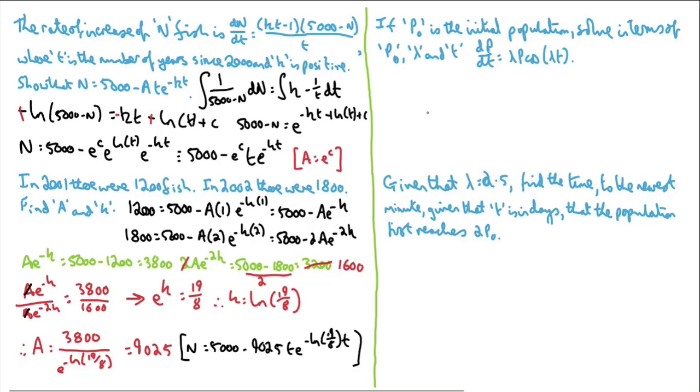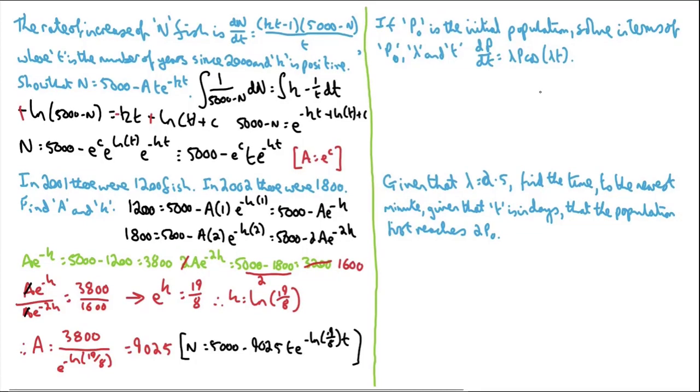If P0 is the initial population, solve in terms of P0, lambda and t, the expression dp over dt equals lambda p cos of lambda t. So to be clear, when we're saying we're solving this, what we'll be doing is making p the subject. If P0 is the initial population, think about what that means in the context of this equation, how the initial population is going to potentially be different to the general population. And again, also think how you're potentially going to integrate this trigonometric function after moving things around.